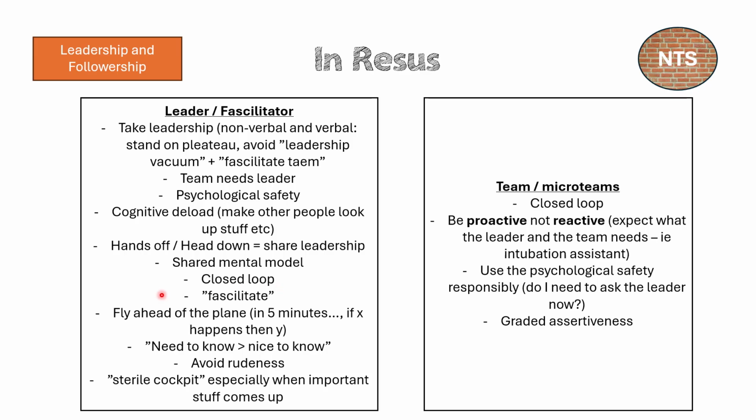Communicating in closed loops is important as well. Team member A says something, gives an order, and then team member B says that they received that order, and then team member A confirms once they've given the drug or whatever it was that they wanted to give.